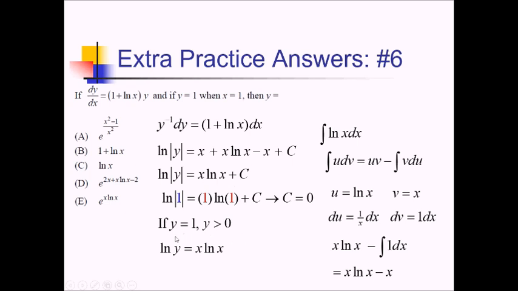To actually solve this, though, I have to isolate y, which means I have to raise e to both sides of this equation. So when all is said and done, then I can write y equals e to the x ln of x power, which ends up giving me, let's see here, answer choice E.